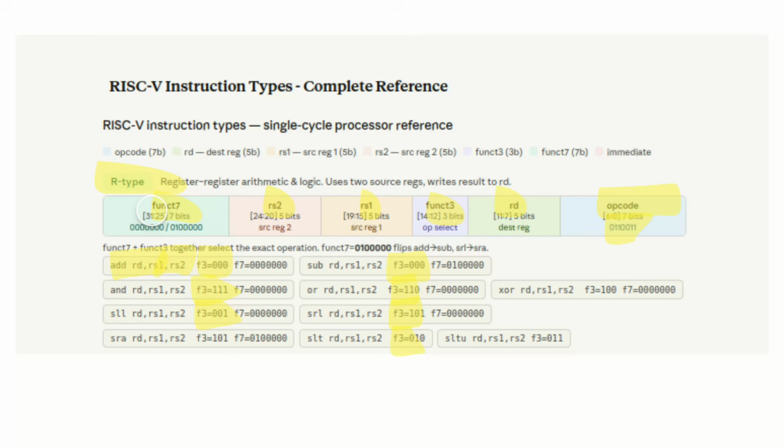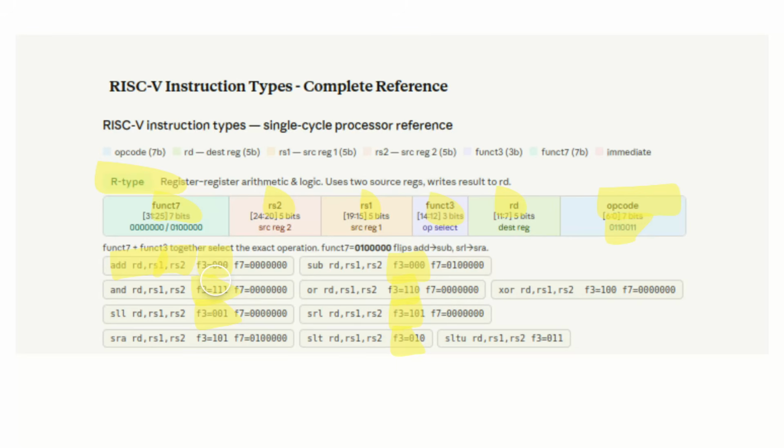Why do you have function 7? That is what we are going to understand now. If you see subtraction, the function 3 value is 000. Add's function 3 value is 000. So both of them have the same function 3. So if I am putting 000, how can the processor know whether it is add or subtract? So there comes function 7.